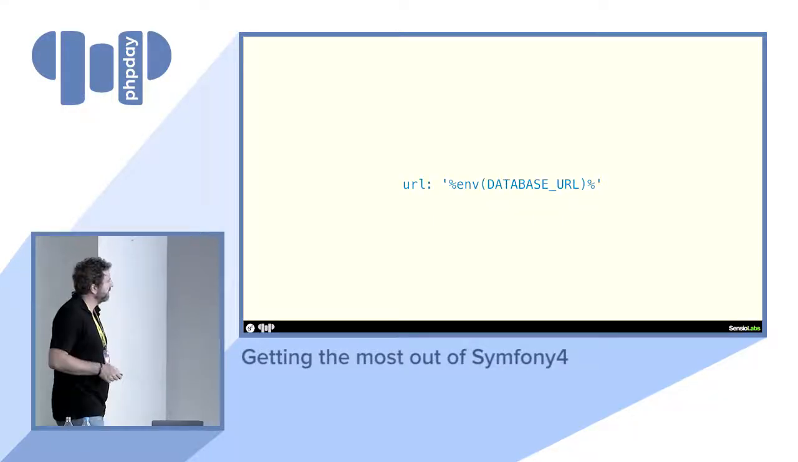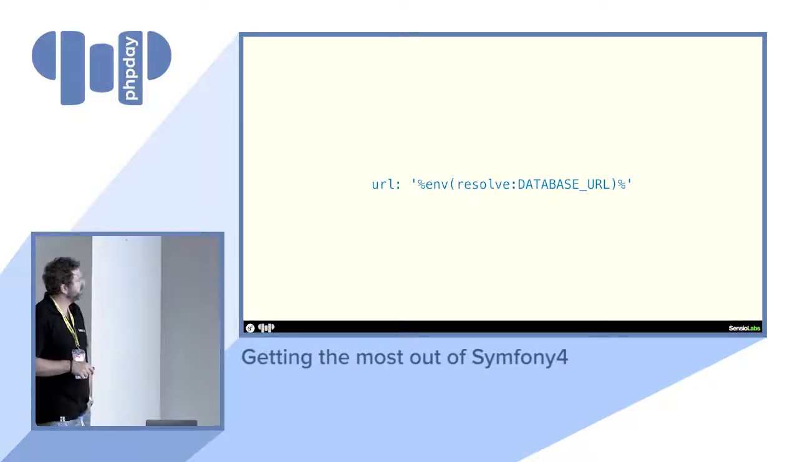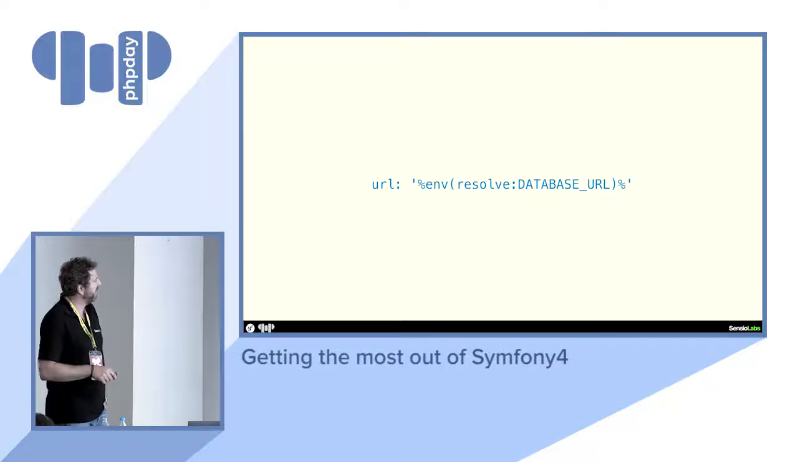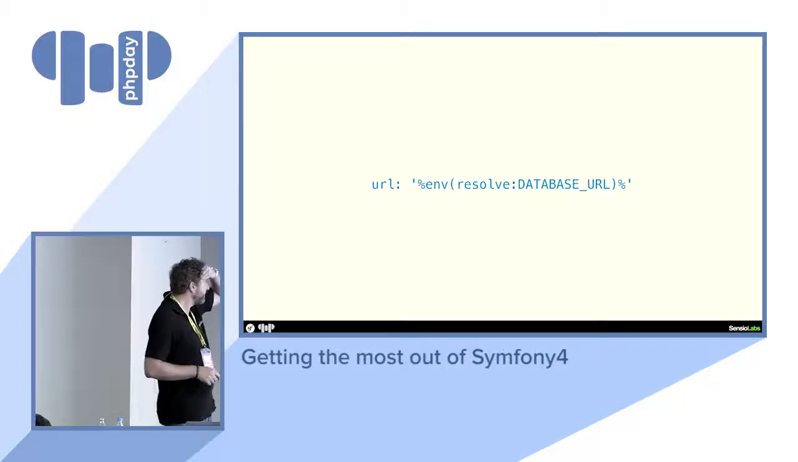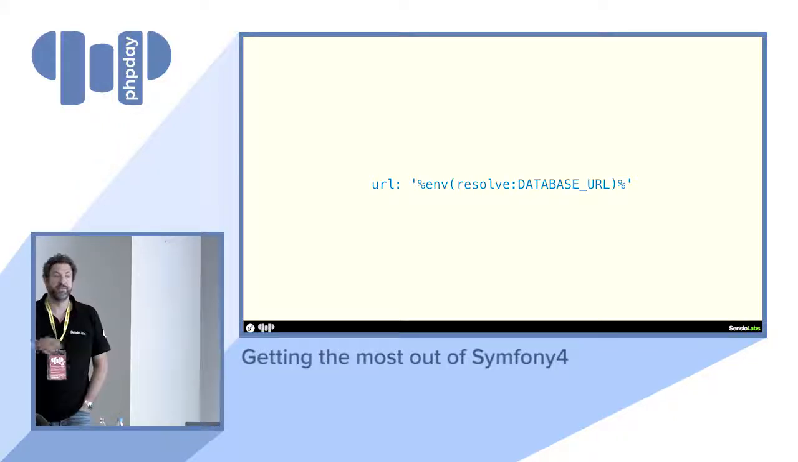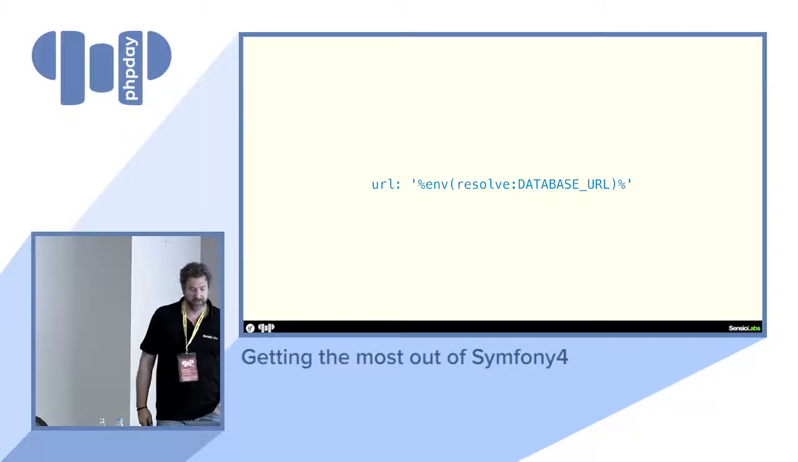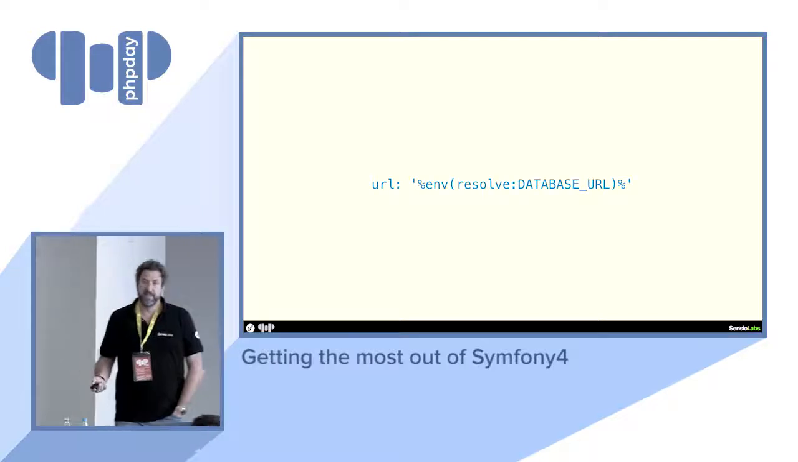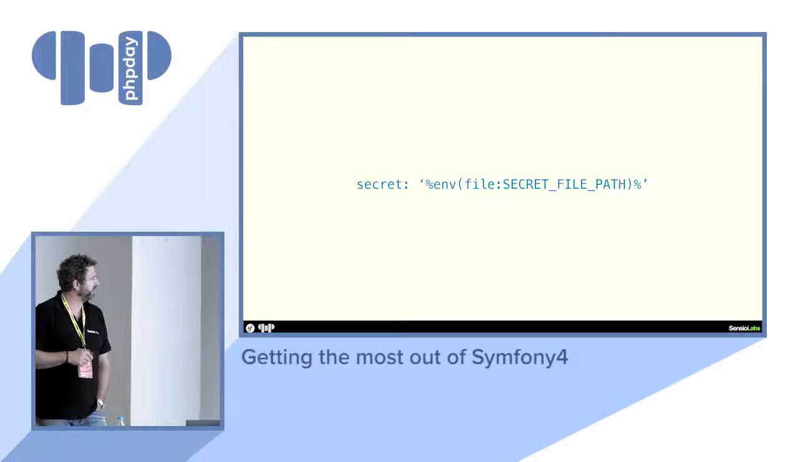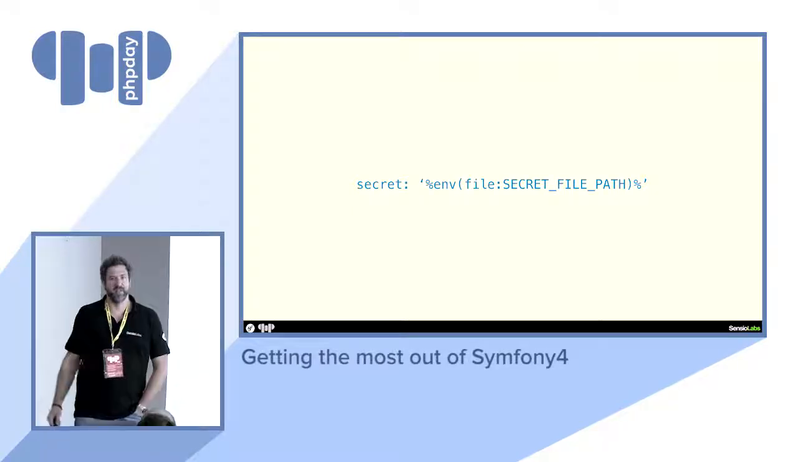What I skipped when I showed this was simplified, because the actual statement in the real Doctrine YAML file has this resolve. And this resolve is one of several modifiers that simply means if there are further placeholders inside the value of that environment variable, please resolve them as well. So it's going to do a resolving of the value. There are several different modifiers. File will read the file path that is contained in this environment variable.